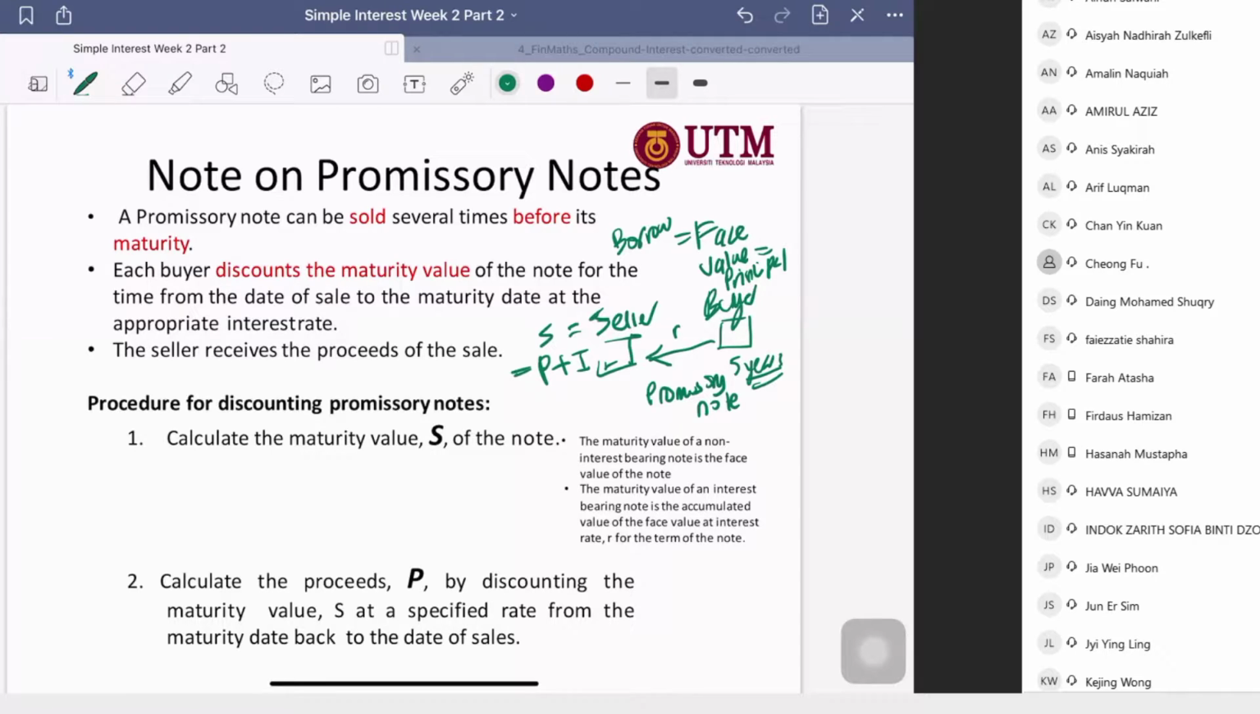So the seller will sell the promissory note to the bank, and then the bank will give the money to the seller, but not at the same amount that the seller will receive from the buyer. The bank will give the money with some discounted amount. So this promissory note is actually an application of simple interest and simple discount.